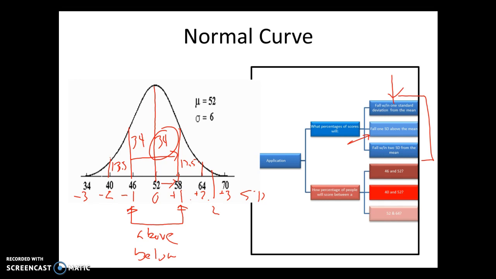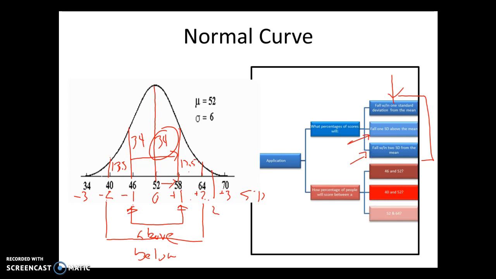Okay? What percentage of scores fall within 2 standard deviations from the mean? So remember, within 2 has to mean 2 above and 2 below. Same rule as when we're doing 1. So everything from here, here, here, here, and here. So all you do is add 13.5, 34 plus 34 plus 13.5. And the answer is 95%. Okay? So that would be the answer to number 3.